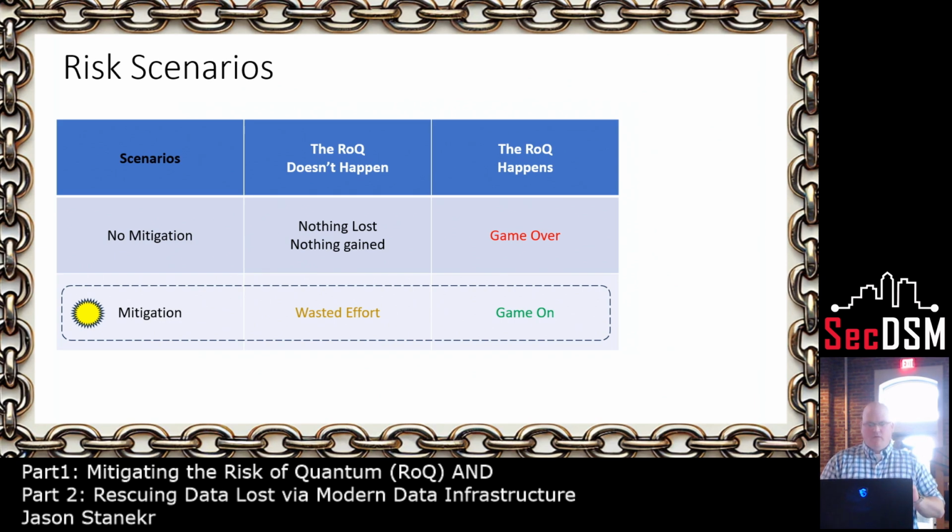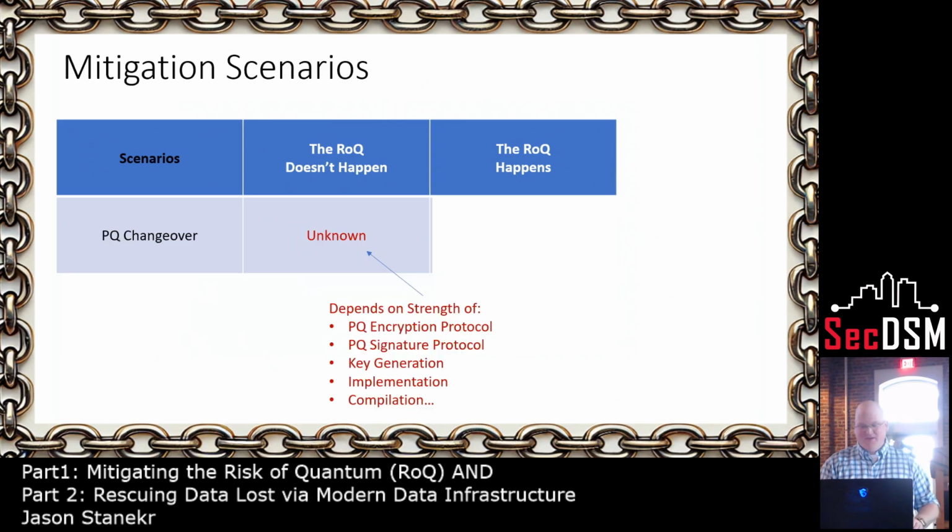So now, one problem is, do you think we should just switch over to post-quantum cryptography? Anybody? I don't think so either. So with post-quantum cryptography, if we were to change over directly to post-quantum cryptography, there's a lot of things that we just don't have the experience with right now. We don't have experience with the encryption protocols, the signature protocols, the algorithms, the key generation, implementation, all of the places that there have been vulnerabilities in the past.